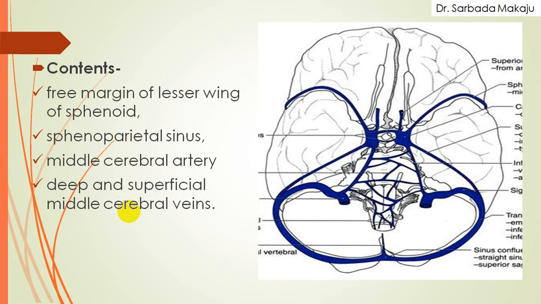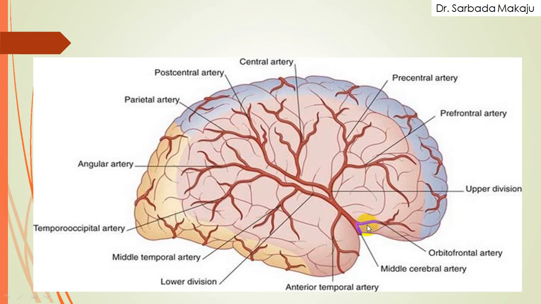Now the contents of the lateral sulcus. It consists of the free margin of the lesser wing of the sphenoid bone. Along with that, there is the presence of a sinus, which is known as the sphenoparietal sinus. The artery that is present on the superior lateral surface is the middle cerebral artery, along with the deep and superficial middle cerebral veins. These are the contents of the lateral sulcus. Now this portion is known as the middle cerebral artery, which runs along with the lateral sulcus.